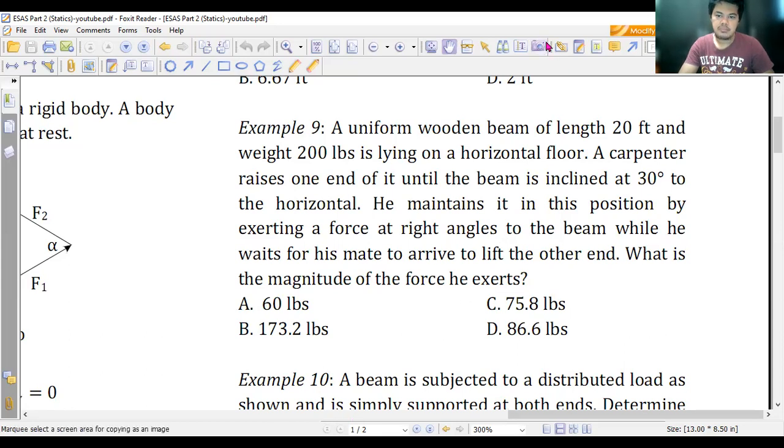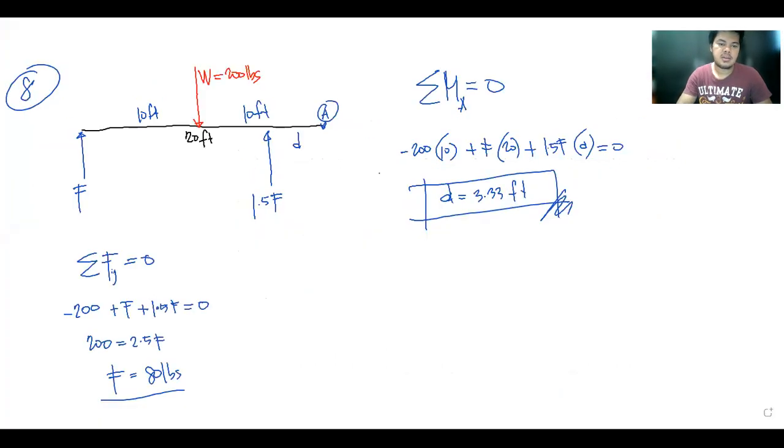So again, we need to draw the free body diagram for example number 9 in order for us to calculate what is being asked in the problem. Okay, so let me go back to the whiteboard screen. So here we go.